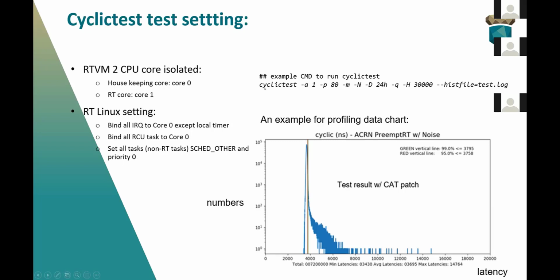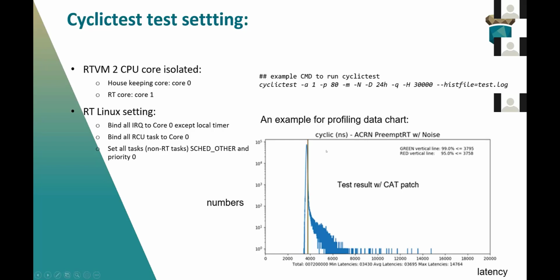And for the cyclictest, this parameter means we set the affinity to CPU core 1. The cyclictest will run on core 1, and its priority is 18, and it will run 24 hours. And this is the max latency to check.